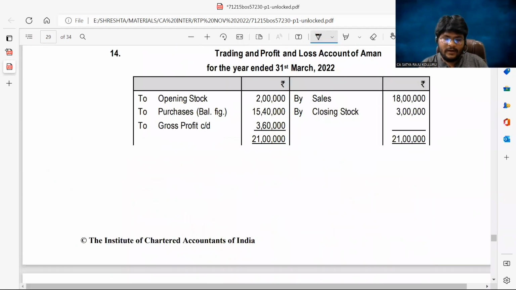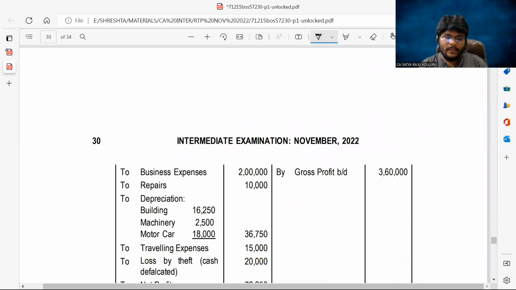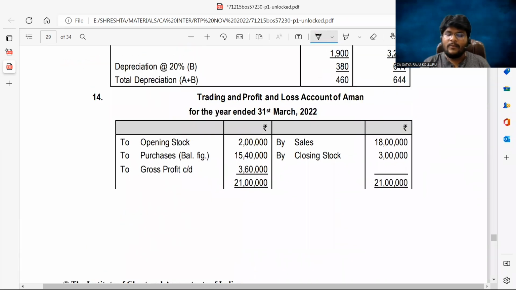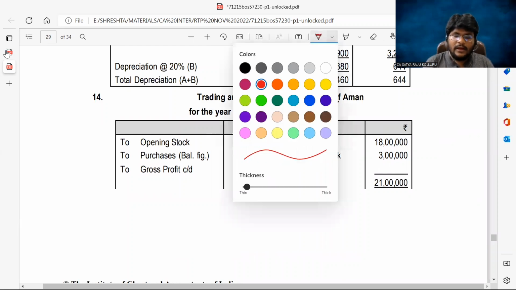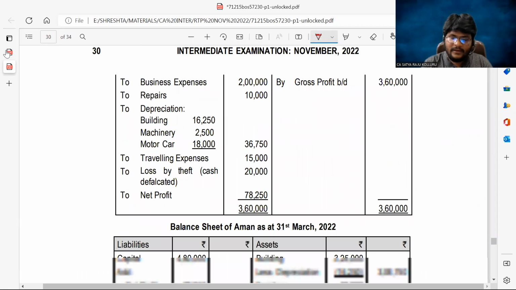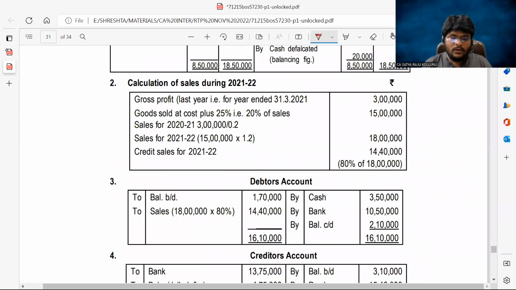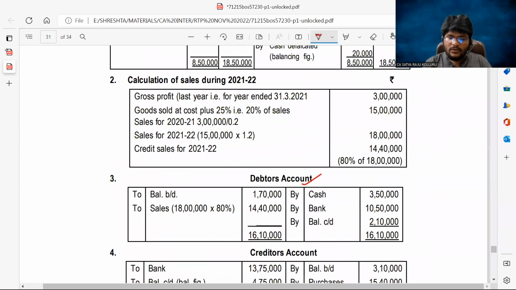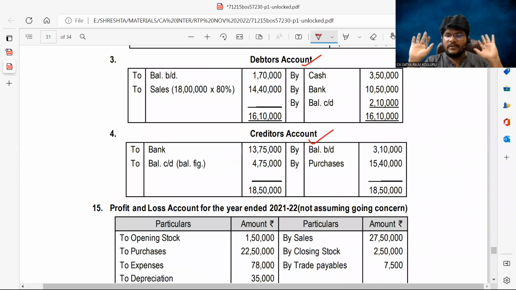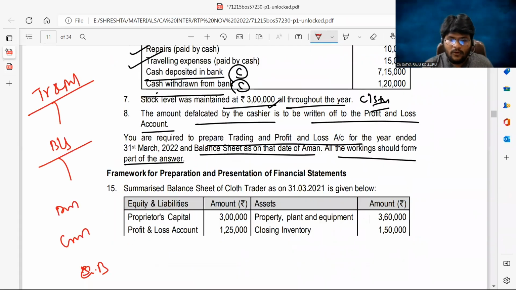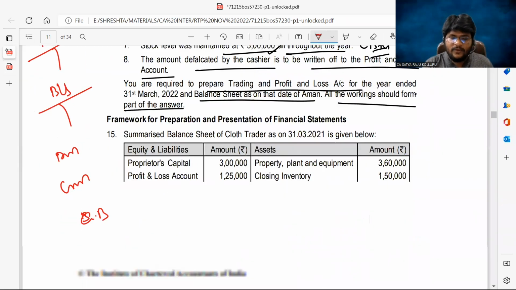Please all of you concentrate, come below. So just you can imagine I opened trading and P&L here. I also opened the current year balance sheet. Yes. Then working notes. First they open cash and bank account. Then debtors account. Then creditors account. That's it. These three are working notes. Now, let me read the information from starting onwards.